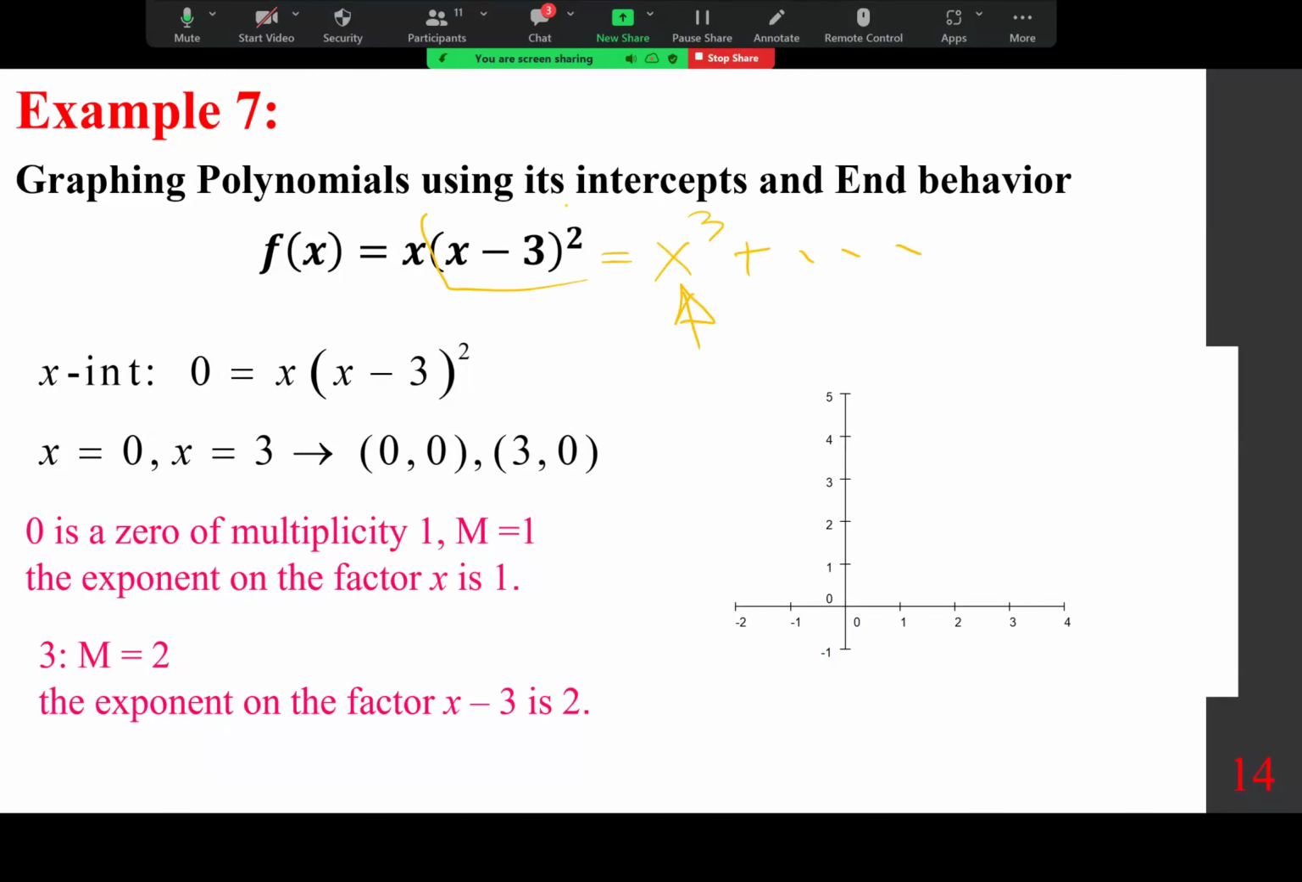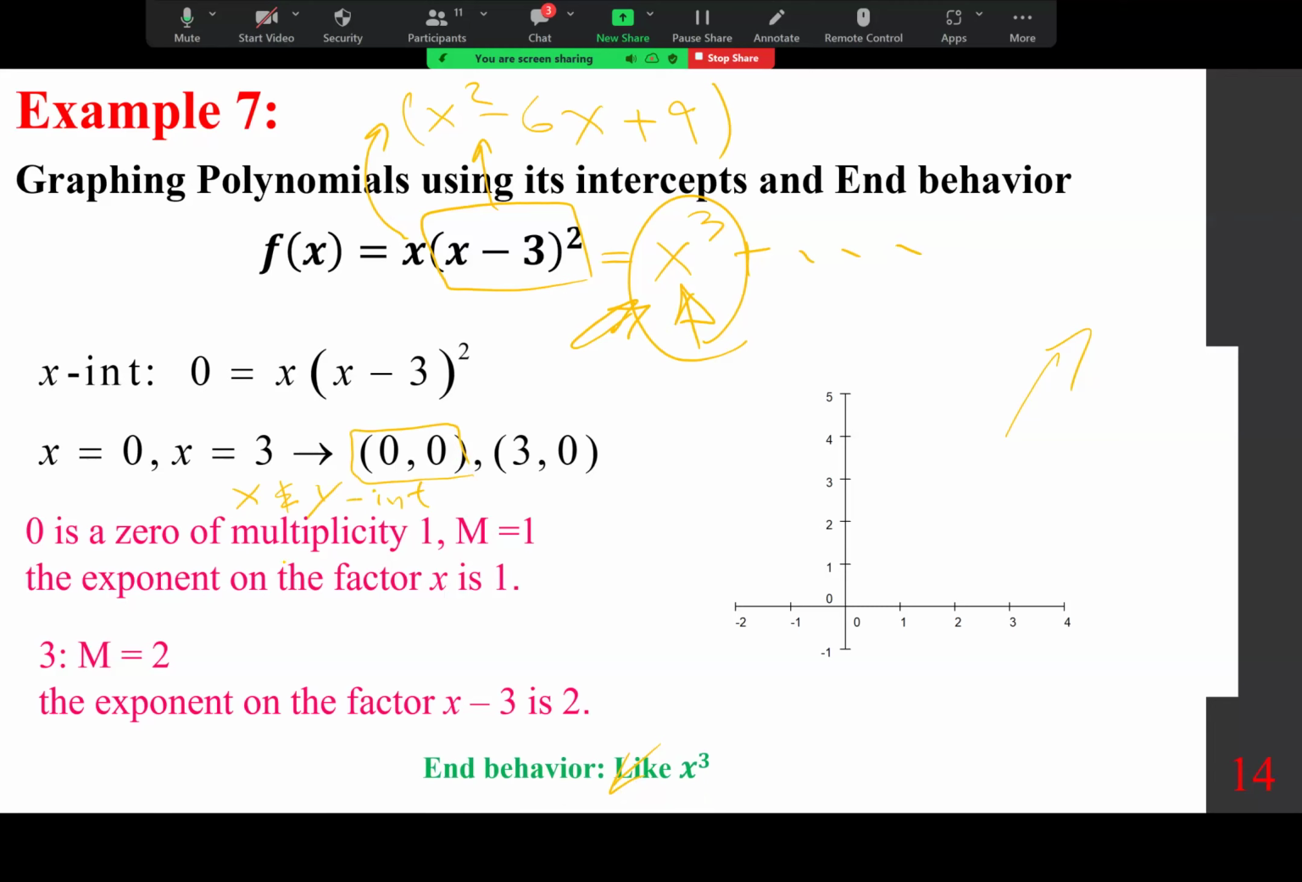You can do this. You can raise this to the power and you get x squared minus 6x plus 9 and then apply the x. But we are interested in the leading term, which means right away, this is the meaning of the end behavior. Okay, looks like y equals x cubed. So you plot the points 0, 0 and 3, 0. By the way, 0, 0 is both the x and y-intercept. It happened to be both of them, okay?